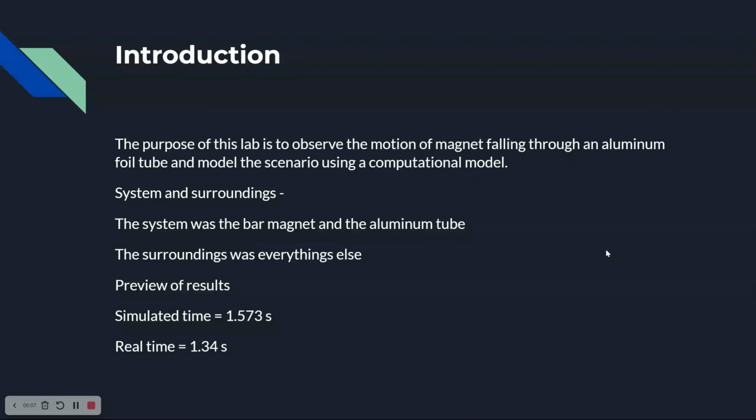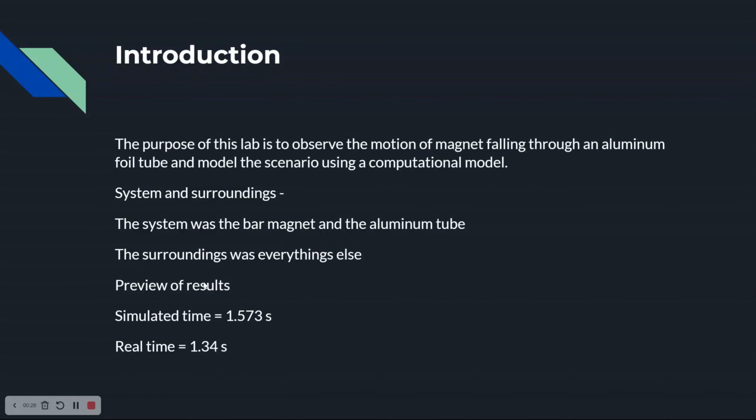So here's a quick little introduction. The main purpose of this lab is to observe the motion of a falling magnet through an aluminum foil tube and model the scenario using a computational model. For this experiment, our system and surroundings are as follows. The system has the bar magnet and the aluminum tube, and the surroundings is just everything else.